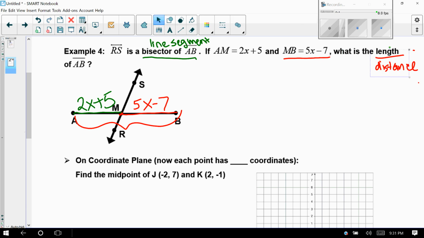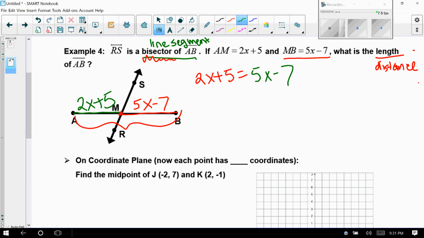So if we see this word bisector, if this segment is bisected, then we know that the green one and the red one are equal to each other, right? It's cut in half equally. That means that these segments are equal. So that means that I can set them equal. So I'm going to write out 2x plus 5 is equal to 5x minus 7. And now we have x's on both sides of that equality sign.